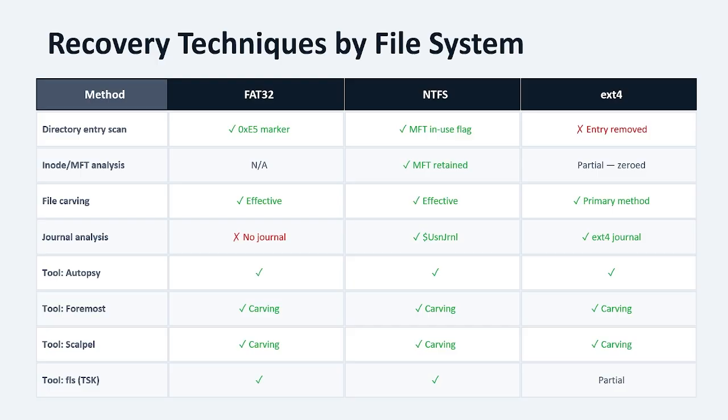Tools: Autopsy is one that is used for all of those. Foremost and Scalpel are used for carving. We won't use Autopsy, but we will use a lot of tools from the Sleuth Kit, and we'll go through those because they're command line and quite effective for recovering files that way. There's also FLS, which is the tool that we will be using that will work pretty well on FAT32. I haven't gone through NTFS too much for that, but it should work on that. And ext4, it will kind of work, but again, file carving is what you would generally do.